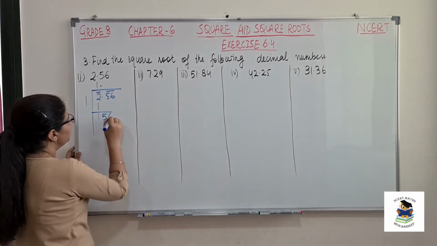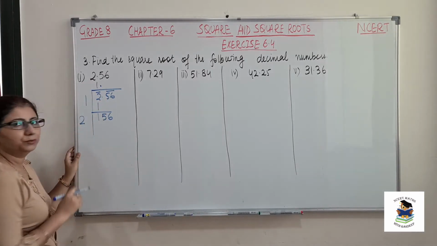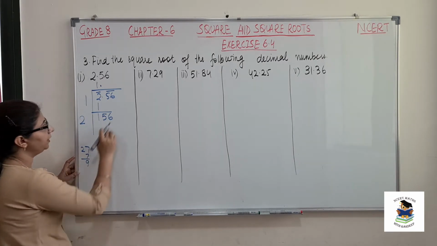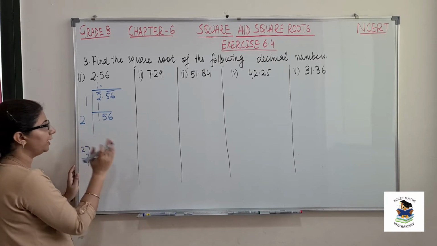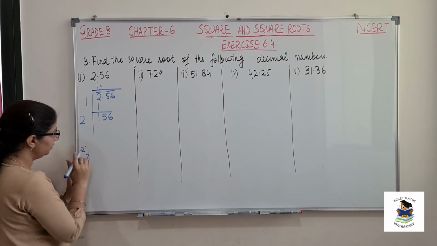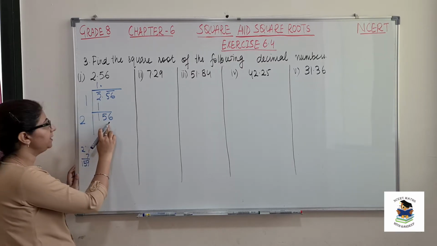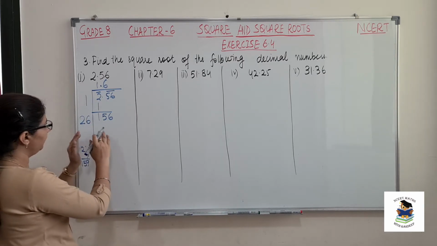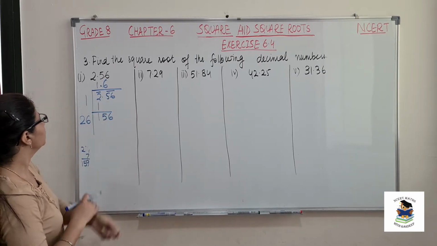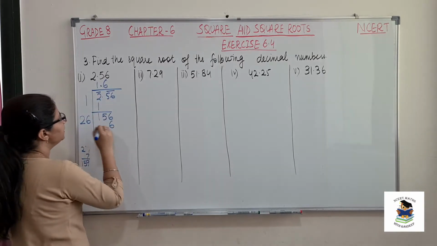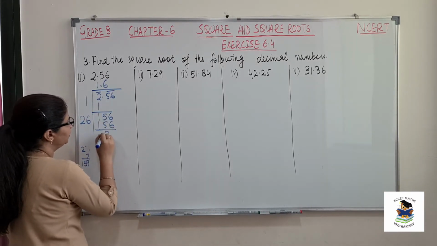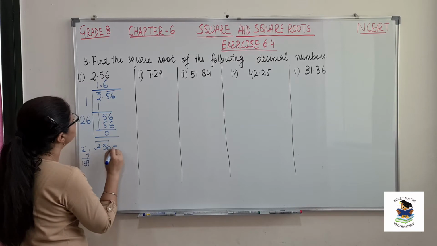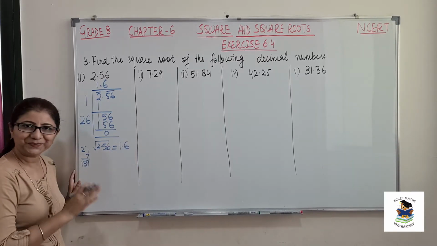Now this 56 will come here. 1 plus 1 is 2. So 2 sevens are 14. If I try 27 into 7, 7 sevens are 49. This doesn't match with this. I need 156, so I'll take the previous number 6, because if I put 7, the number exceeds my given number. Now 6 sixes are 36, 6 twos are 12 and 3 is 15. So the remainder is 0. What is the square root of 2.56? That is 1.6.